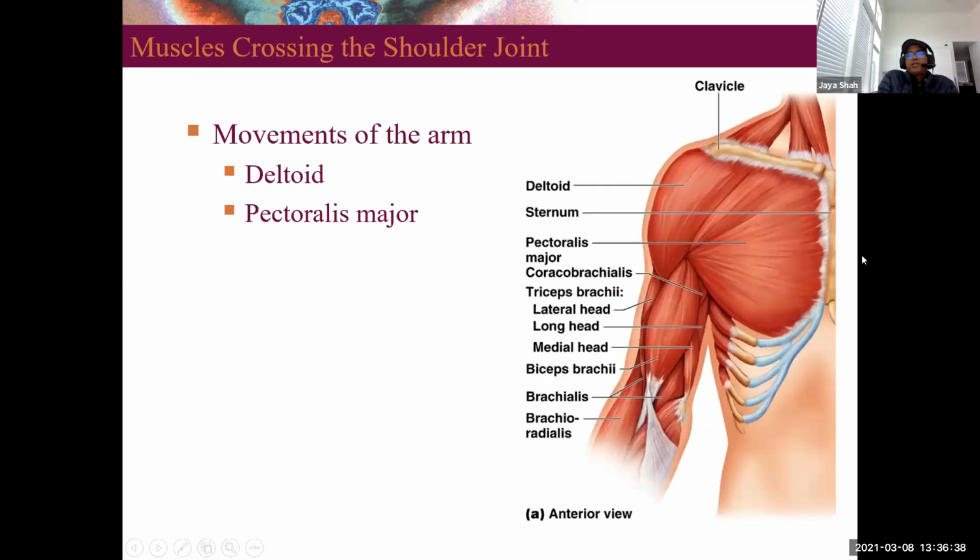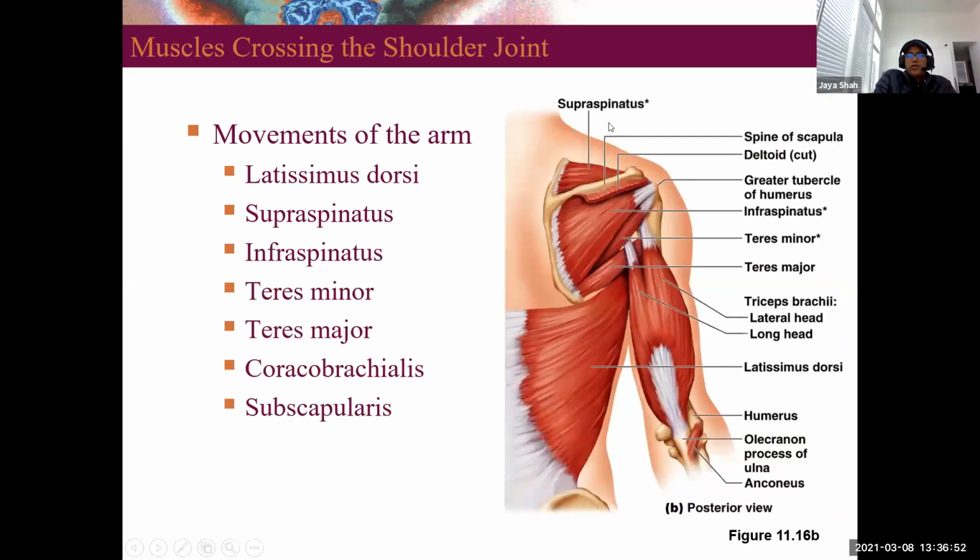For movement of the arm, we use pectoralis major and minor, pectoralis major and deltoid, you see? So these two muscles contract. When they contract, what do they do? They reduce the length of the muscle and pull the joint.